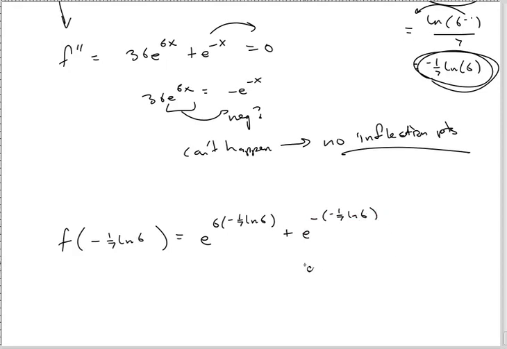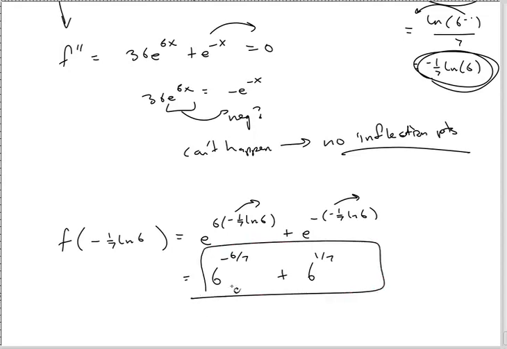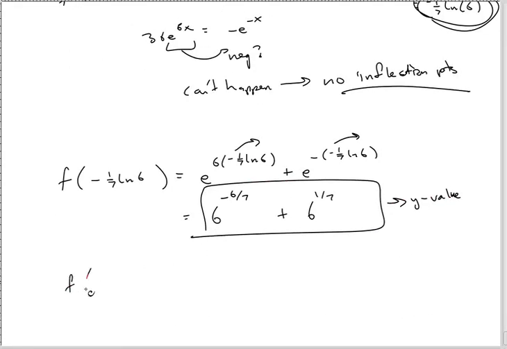Super excited. If you do this, the power can come up back into the ln. The e and the ln cancel, leaving behind, and this is where it gets so fun, 6 to the negative 6/7. And this guy here, two negatives make a positive, put it up here, 6 to the 1/7. This is everybody's favorite problem. Now, this right here is a y value for my critical point. I don't know what that means, but I'm going to keep on going.